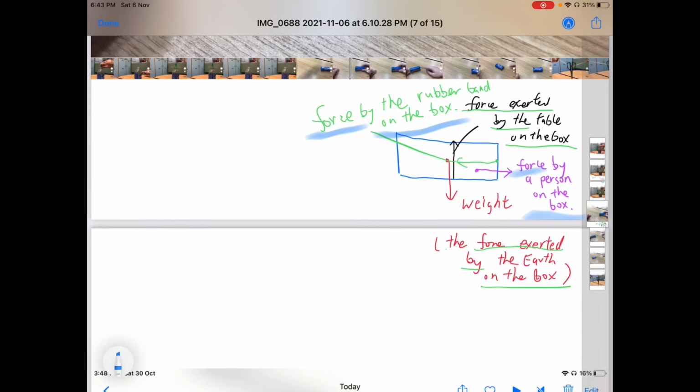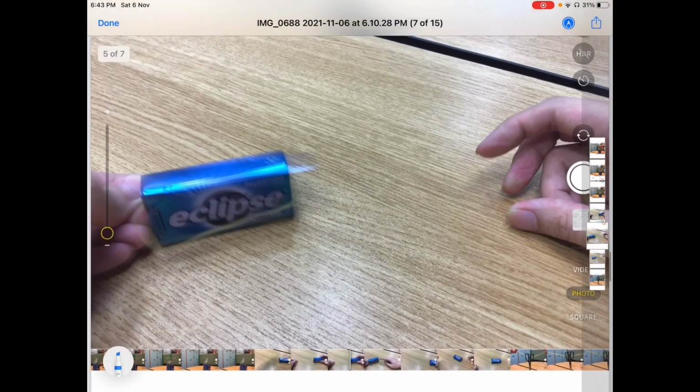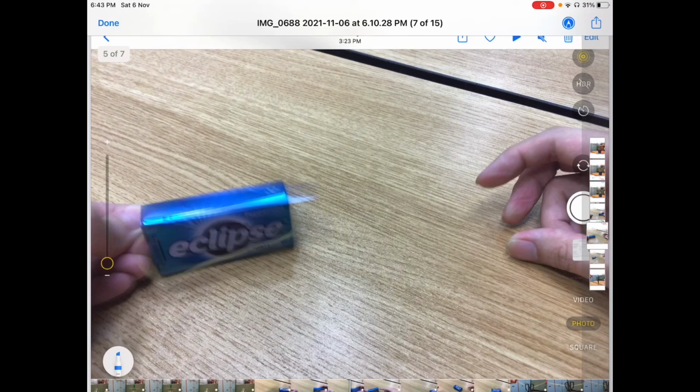The whole analysis for the vertical direction: the weight, or the force exerted by the earth, is cancelled out by the supporting force by the table, and the force of the rubber band is cancelled out by the force exerted by the person on this box, so that it will remain at rest. So what happens if I suddenly remove the force exerted by my finger on this blue block? And obviously you know that it will be pulled to the left by the rubber band.